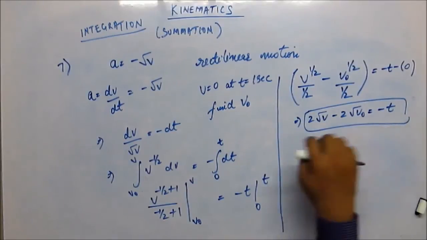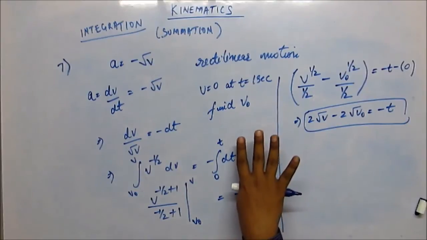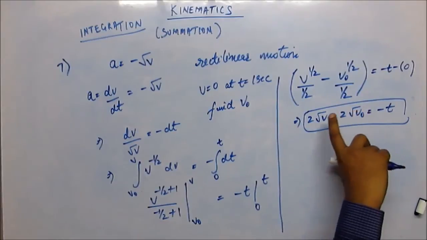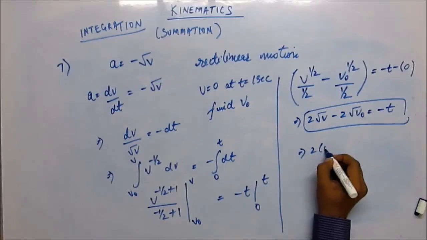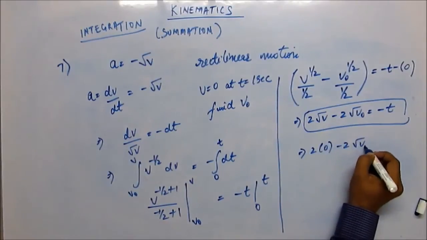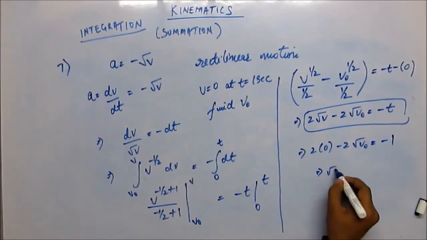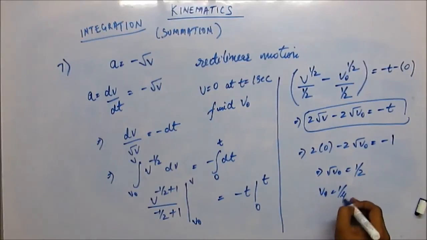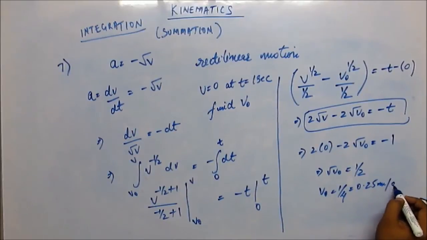They were saying that at t is equal to 0, body has come to rest. That means velocity is 0. At t is equal to 1 second, the body has come at rest. Now let's put t is equal to 1 and body has come at rest. That means velocity is 0. So this gives us 2 times 0 minus 2 root v0 is equal to minus 1. That means root v0 is equal to half. Initial velocity is 1 by 4, 0.25, considering all of them in SI units, meter per second.